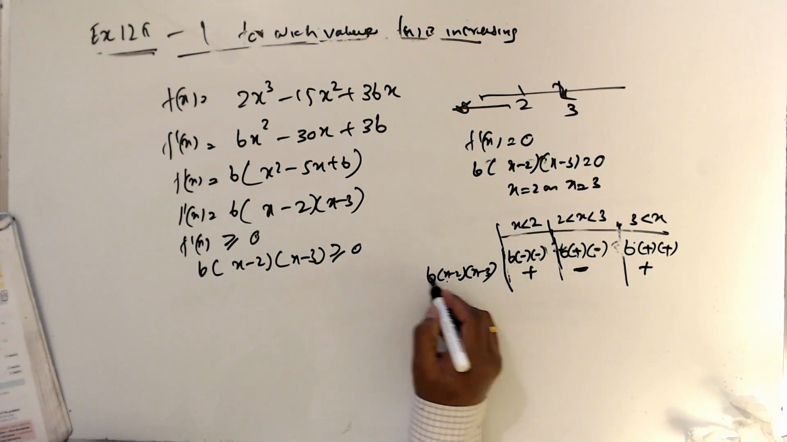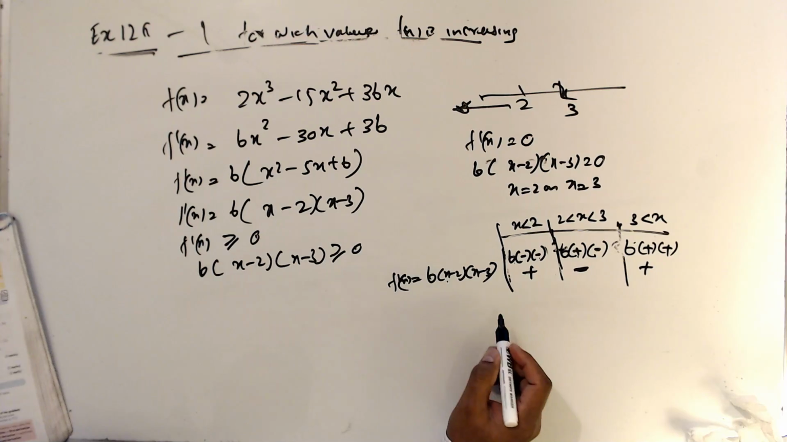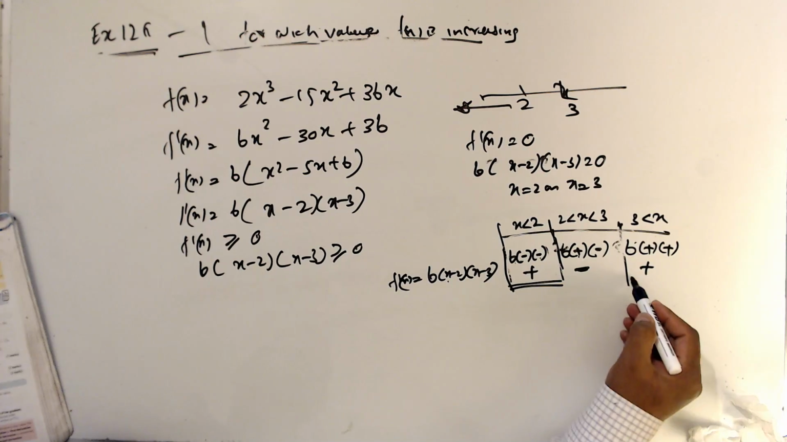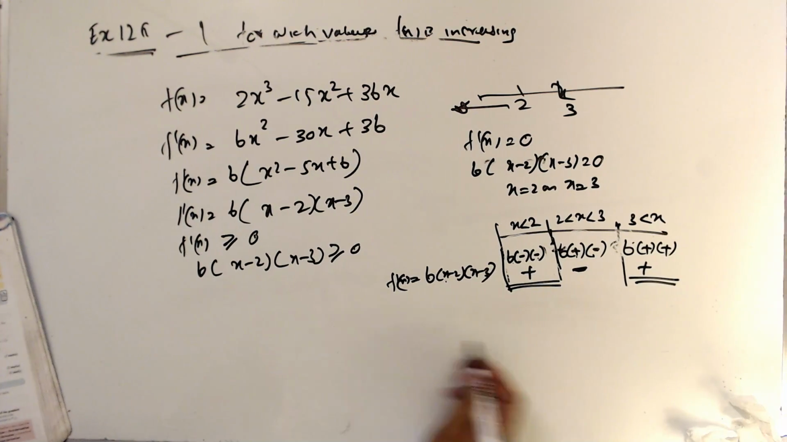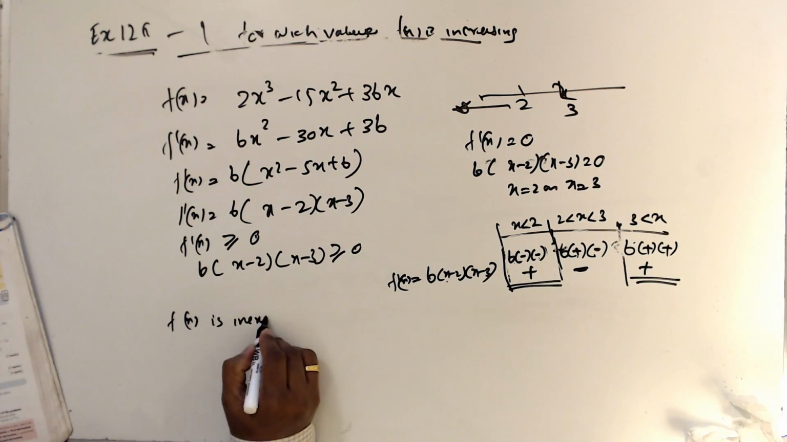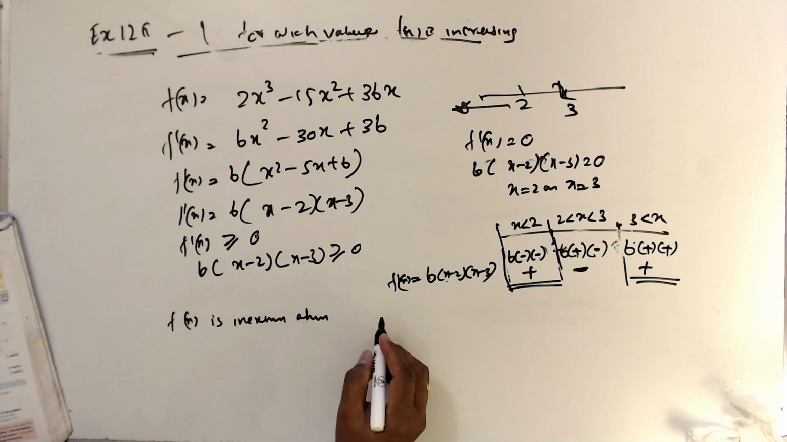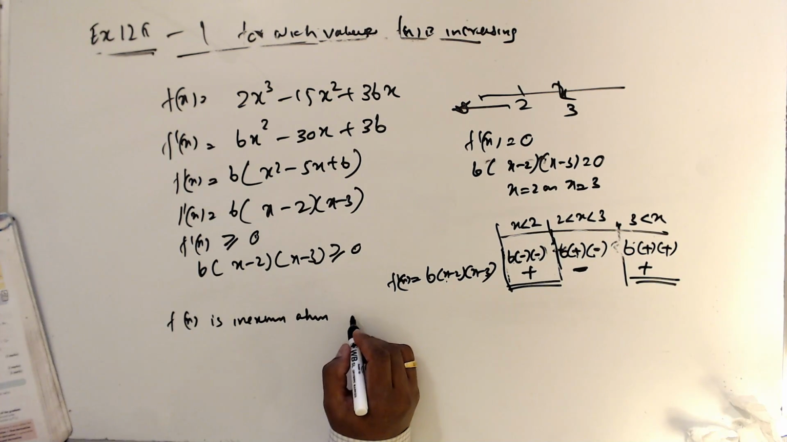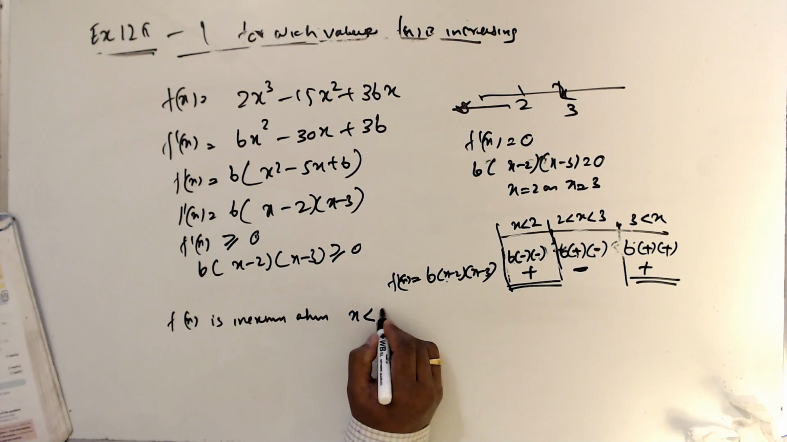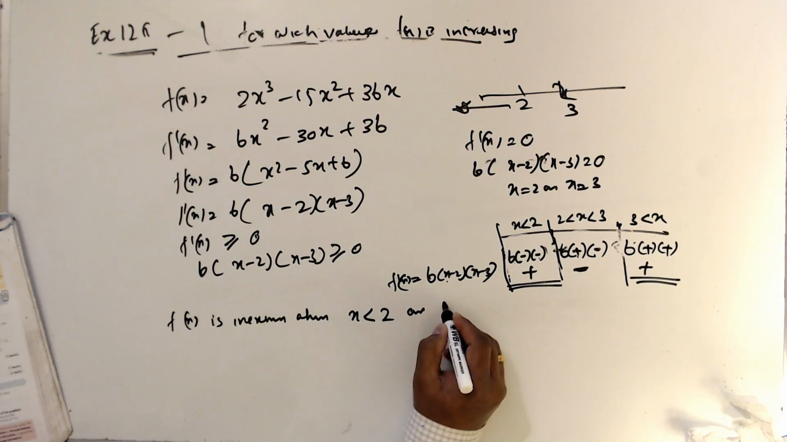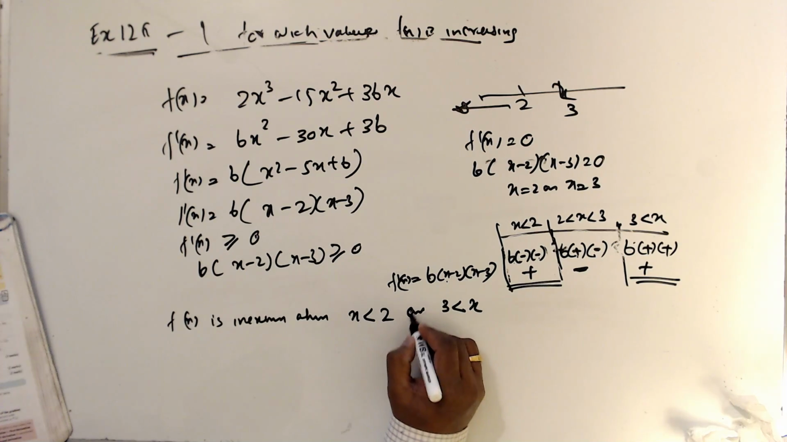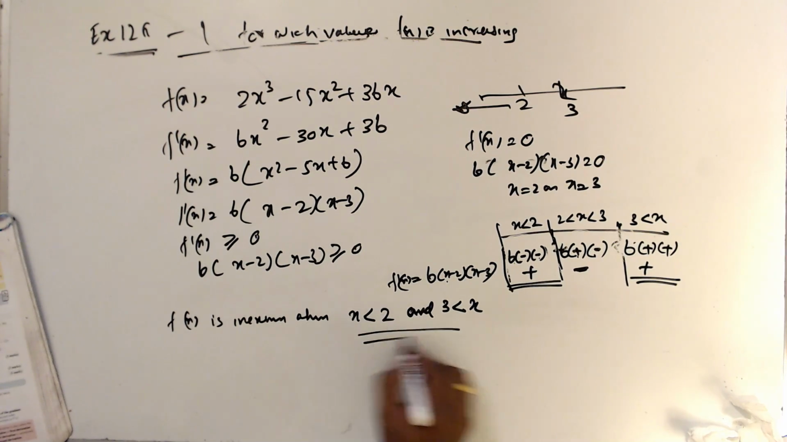Now you can see this is f dash x. So in which areas is f dash x positive? This area and this area. So our answer is f(x) is increasing when x is less than 2 or x is greater than 3.